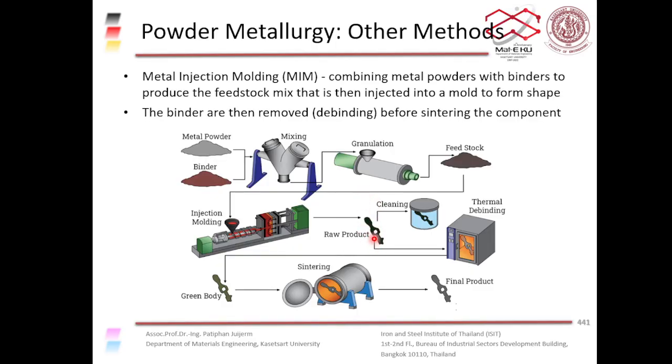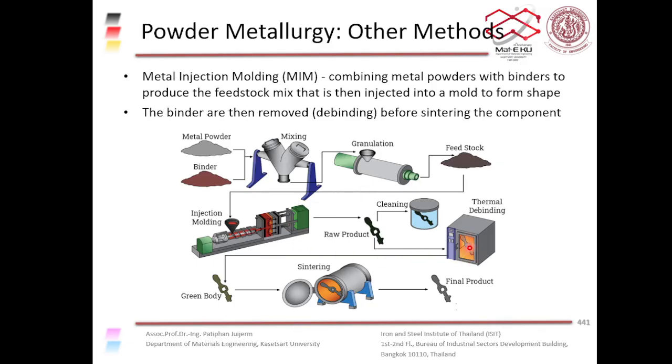Then you clean it, and then you remove the binder in a process called debinding. Basically, you burn it off or use some sort of solvent to melt the polymer away. You are left with the metal powder that is held together loosely, just like a green compact. Then you put it in the furnace for the sintering process, just like in the compaction technique.